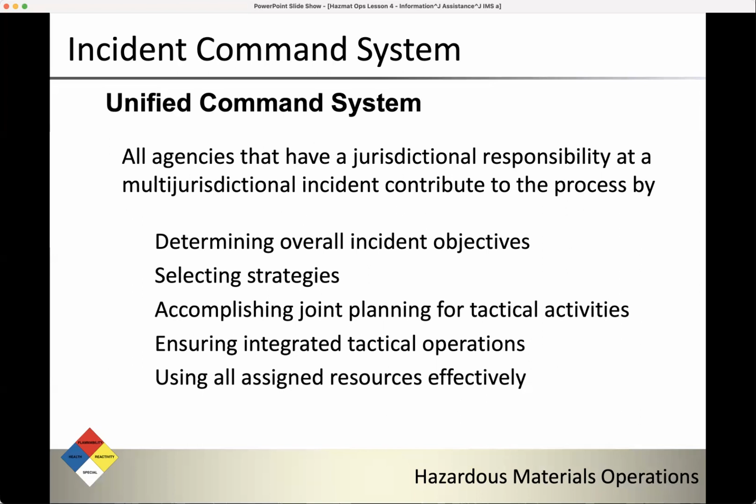If you have multiple jurisdictions, multiple agencies, all trying to request the same resources, somebody is going to be without. We're all trying to deal with one issue, one incident. There's no reason for everybody to be requesting multiple resources. We just need the number of resources. The incident doesn't care who's in charge.